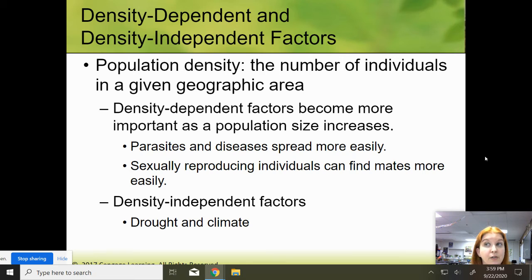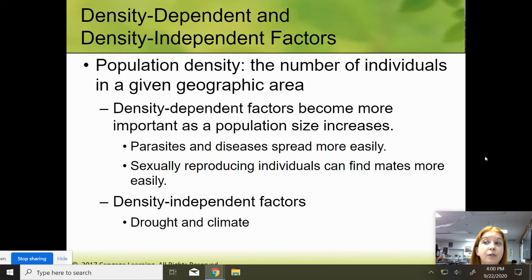Density-dependent factors become more important as the population size increases. So parasites and disease spread more easily. Think about how quickly COVID went through New York City before people learned about social distancing, because everyone is really, really close to each other. So the more dense the area is, the more quickly stuff is going to pass. The less dense population-wise an area is, the less quickly these things are going to affect them.